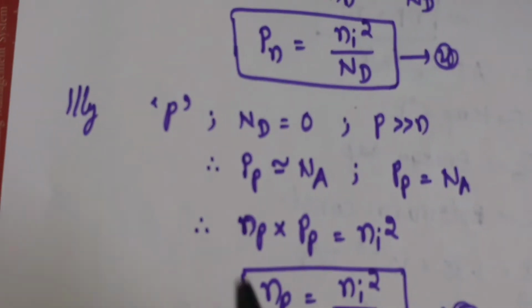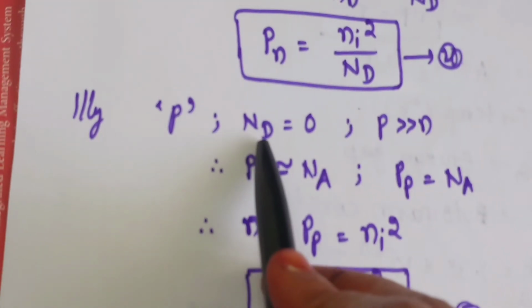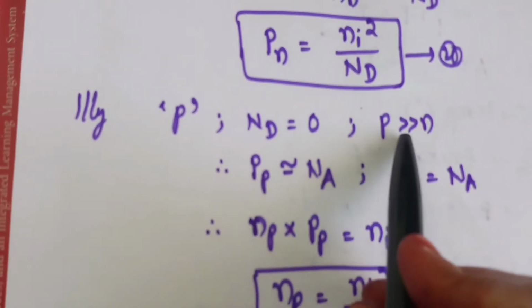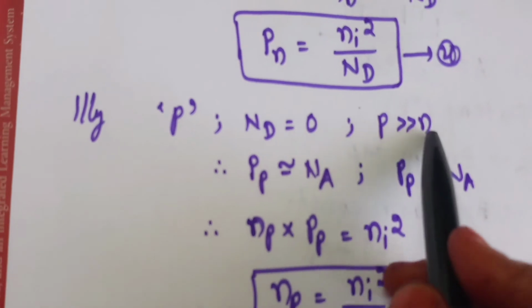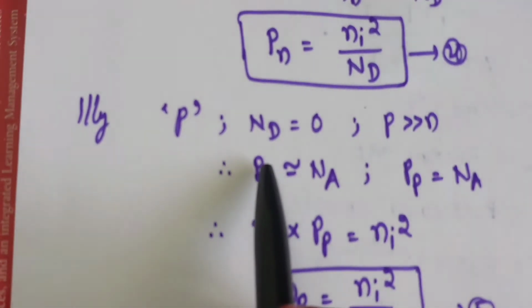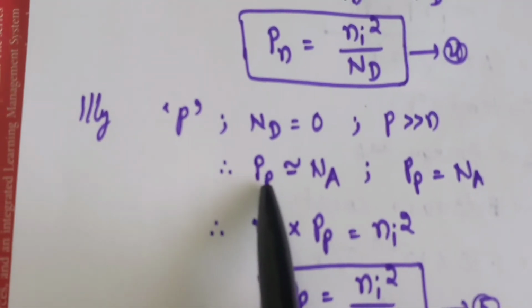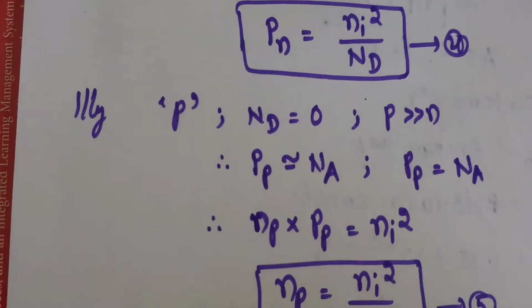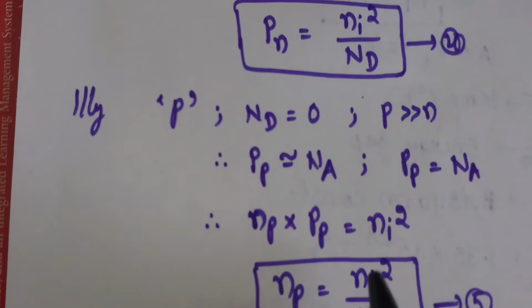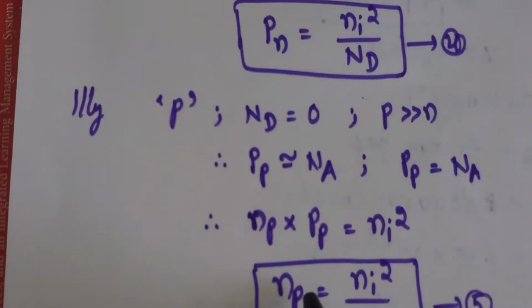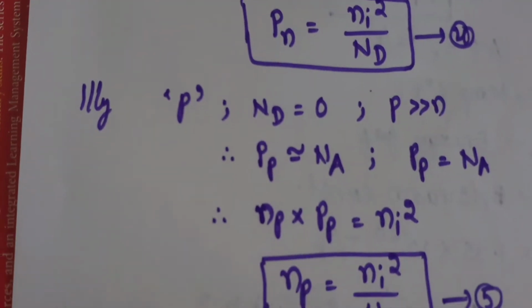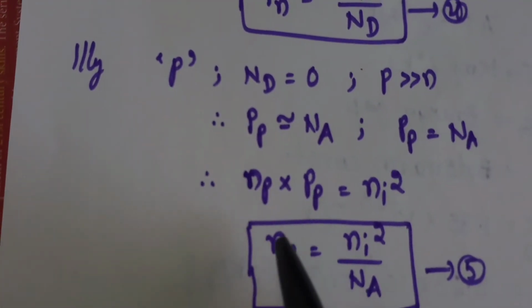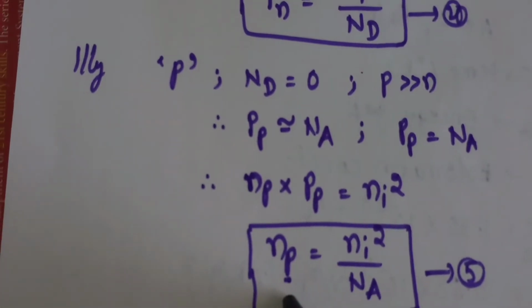Similarly, for p-type semiconductor, the donor carrier concentration Nd is equal to 0 and the number of holes is far greater than the number of electrons. So therefore we can approximate the concentration of holes Pp is equal to Na. If we substitute that into Np into Pp is equal to Ni square, we have Np is equal to Ni square by capital Na. This is an expression for concentration of electrons in p-type semiconductor.